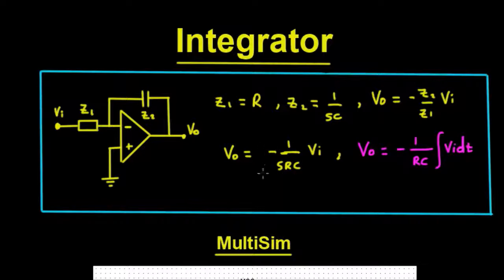Now 1 upon S is equivalent, in the time domain, to an integral of the Vi by dt, because the input voltage is dependent on time. So we're integrating that with respect to time. So that there is the output for this little circuit, which is the integral of the input times this factor here, minus 1 upon RC.